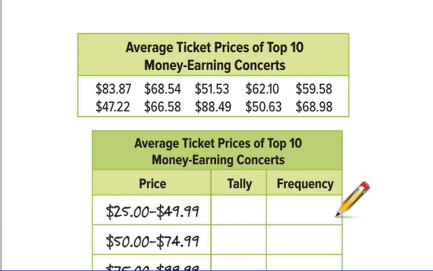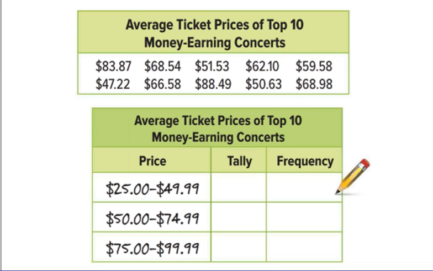Okay, so let's start out pretty easy by just making a frequency table. Up here, I have the top 10 money earning concerts in the local Charlotte area. And all I'm going to do is see how many of those tickets cost between $25 and $49.99, how many cost between $50 and $74.99, and how many cost between $75 and $99.99.